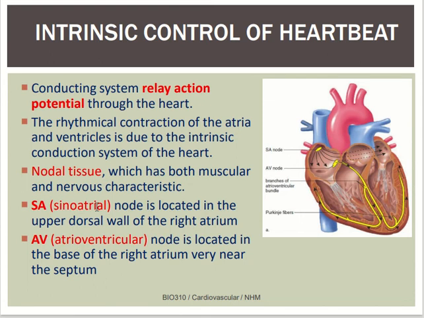So by its name itself, the sinoatrial node is located at the atria. It's located at the right atrium only, at the upper part of the right atrium. Meanwhile, just looking at its name, we know the atrioventricular node is between the atria and the ventricles. It is located at the base of the right atrium and near the septum. The septum is the part separating the right and the left ventricle.